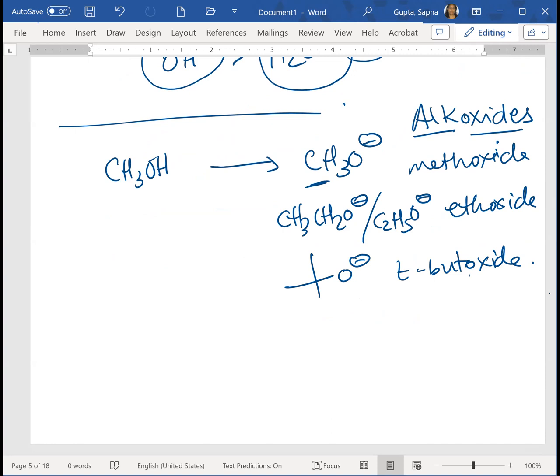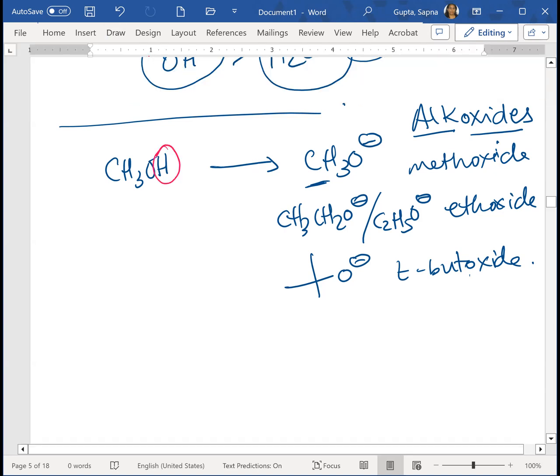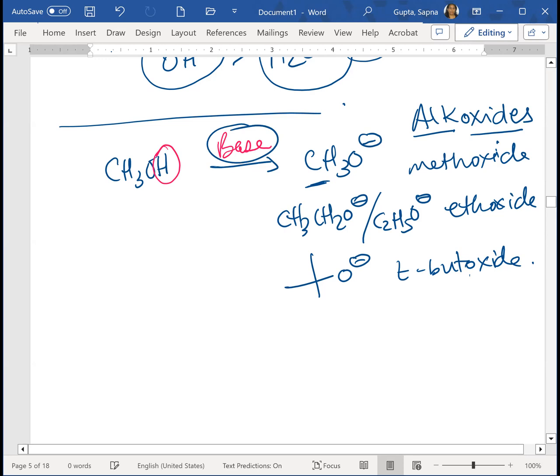Now, how do you actually make these alkoxides? To make these alkoxides, you need to remove the proton from the alcohol. So how do you get rid of that proton? Obviously, to remove a proton, you need a base. So what kind of base are we talking about here? This is an important thing because you can't use all sorts of bases. I'm going to talk to you about this.